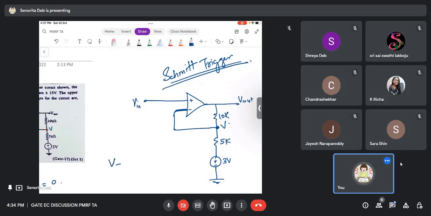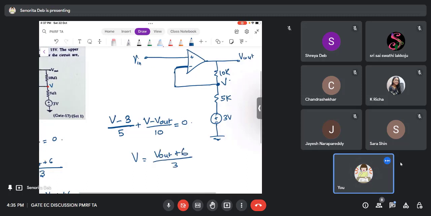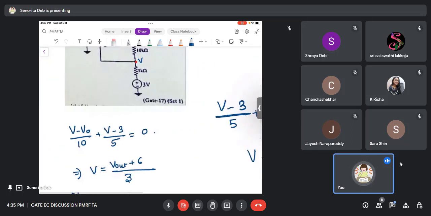It will be (V minus 3) by 5 plus (V minus Vout) by 10 equals 0. Can you tell me what is the value of V you are getting in terms of Vout? The value of V in terms of Vout that you will get is (Vout plus 6) by 3. I have already done this, so this is the equation, and V equals (Vout plus 6) by 3.